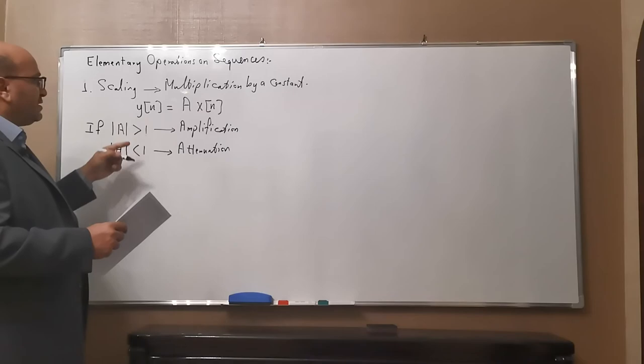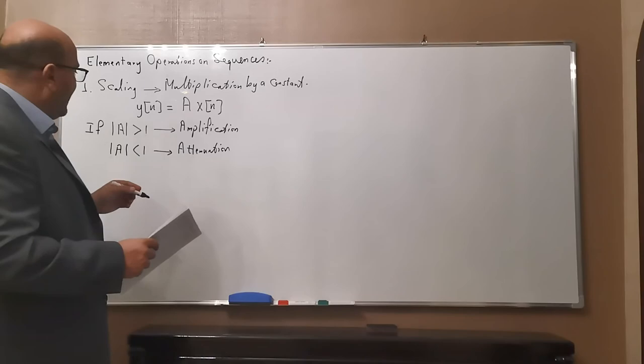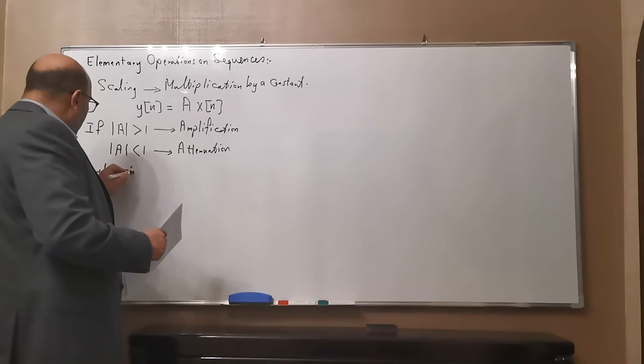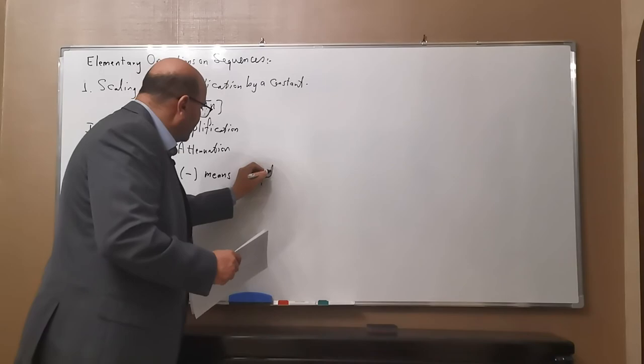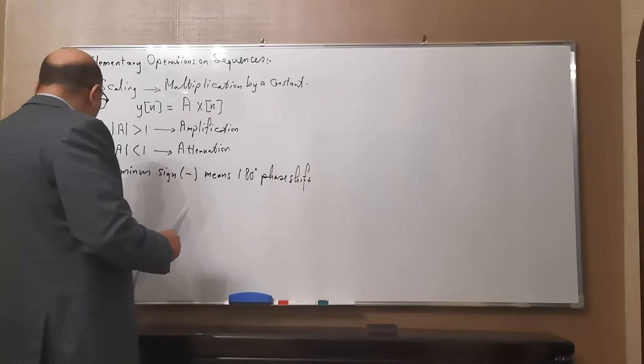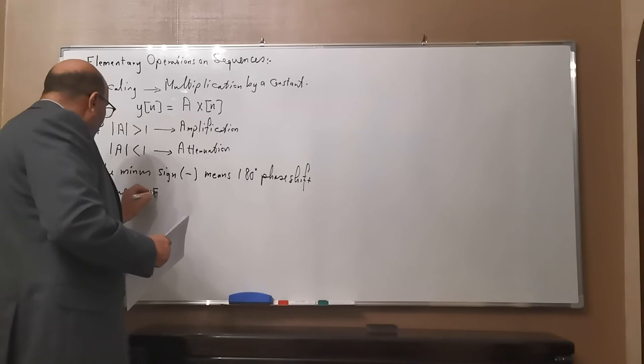Okay, the sign of a means that if you have a negative sign, the minus sign means a 180 degrees phase shift between y of n and x of n. Okay.